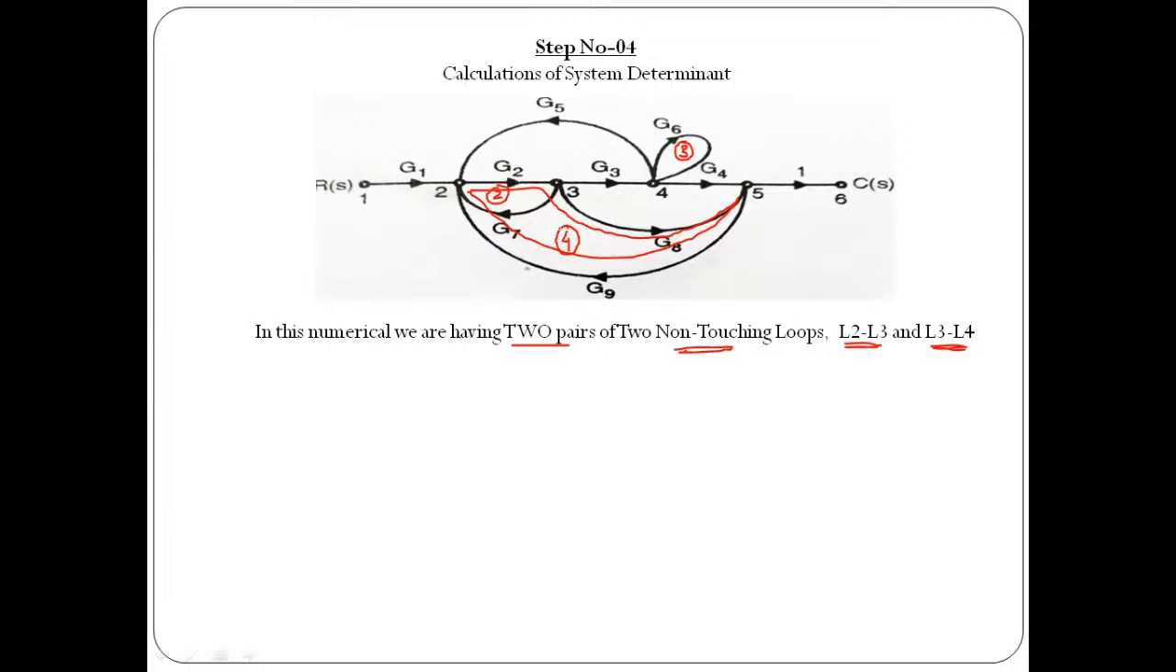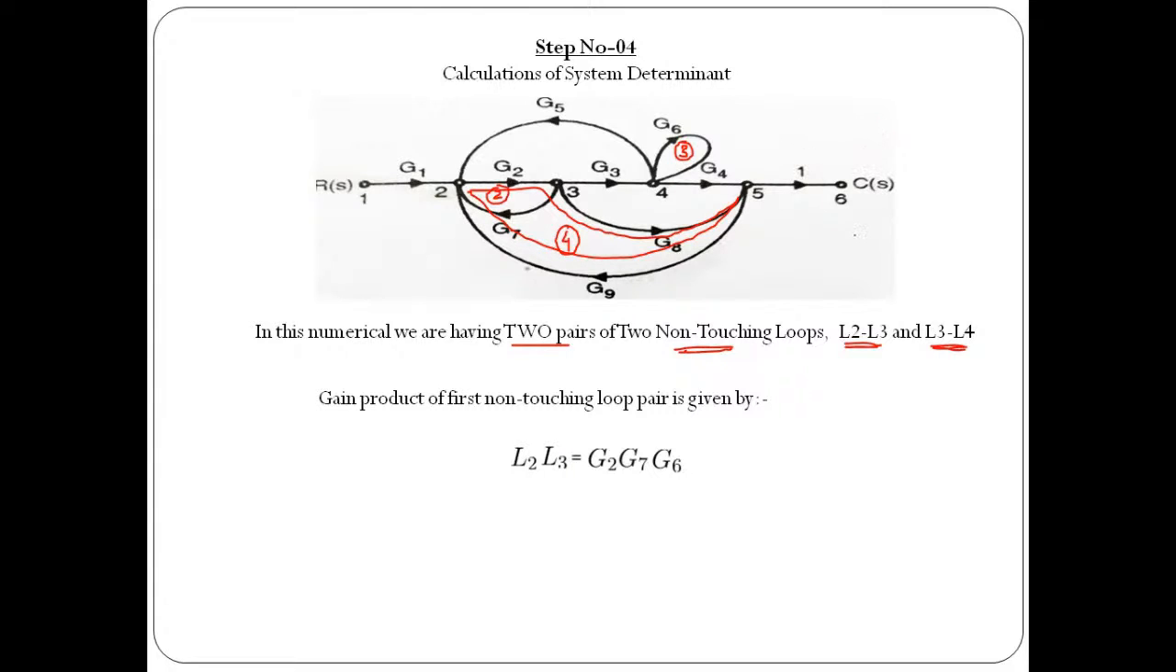So from this, it is very clear that 2, 3 are a pair of non-touching loops. In the same way, 4, 3 are again a pair of non-touching loops. The same thing is mentioned over here. Gain product of the first non-touching loop pair is what we need to take care of. L2 gain we have already calculated, L3 gain we have already calculated. We need to multiply them, L2 into L3. That's it.